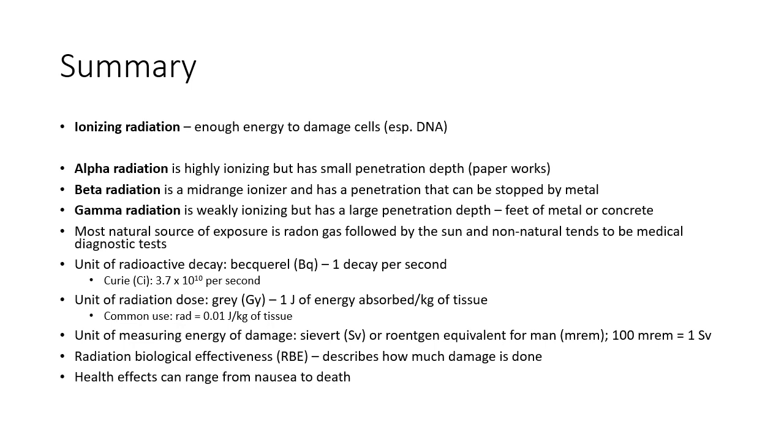To summarize, ionizing radiation has enough energy to damage cells, especially DNA, which is why it causes cancer. Alpha radiation is highly ionizing, but it has a very small penetration depth. In other words, paper works to stop it. Beta radiation is a mid-range ionizer and has a penetration depth that can be stopped by thin metal. Gamma radiation is weakly ionizing, but it has a large penetration depth, as in feet of metal or concrete. So you might think that your biggest problem is maybe alpha radiation because it's super ionizing, but actually it's probably gamma radiation because you really can't avoid it.